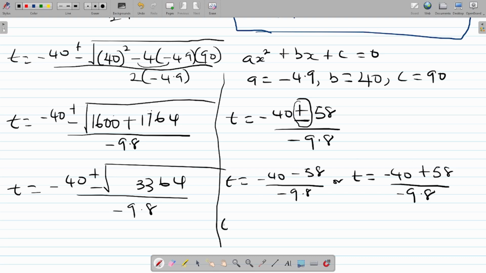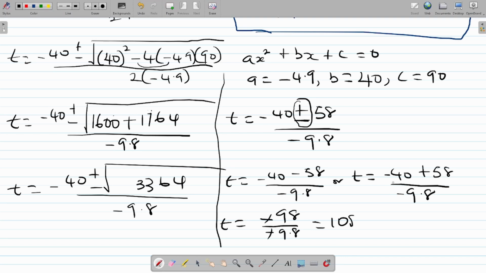We have that our t is equal to negative 40, negative 58 will give you a negative 98 over negative 9.8. So the negatives cancel out. 98 divided by 9.8 will give you 10. And since t is measured in seconds, this gives us 10 seconds.